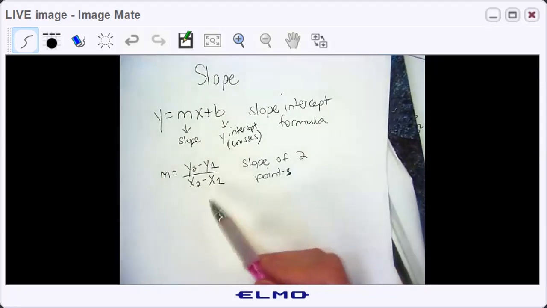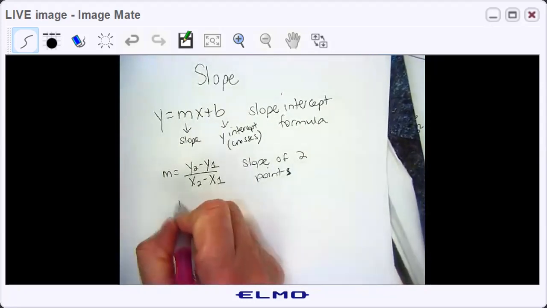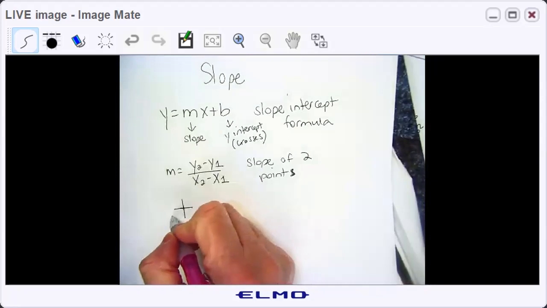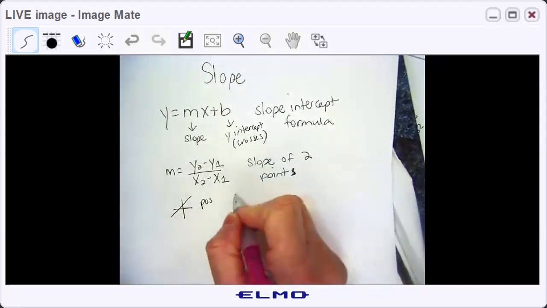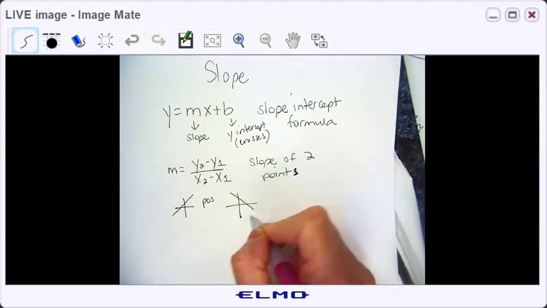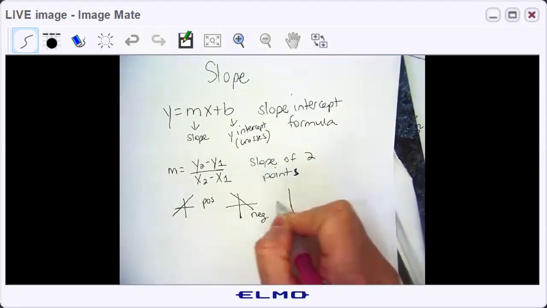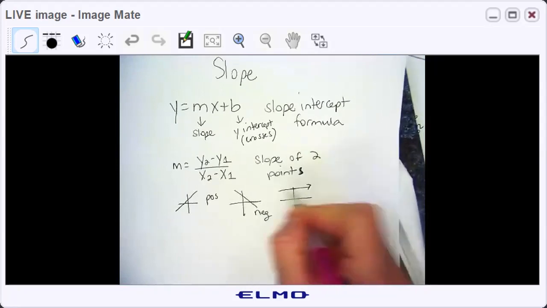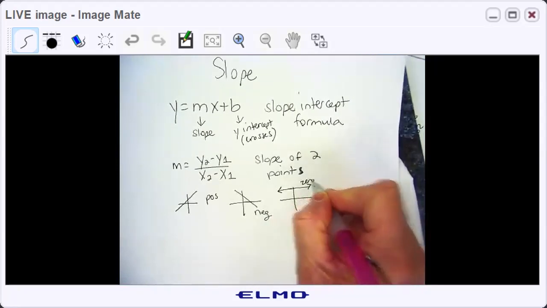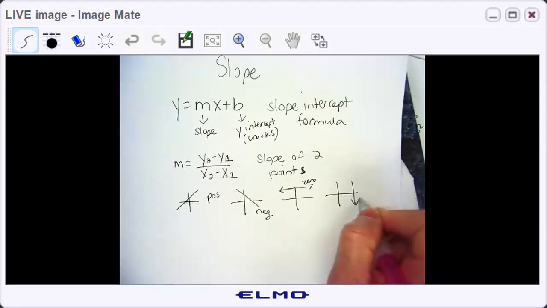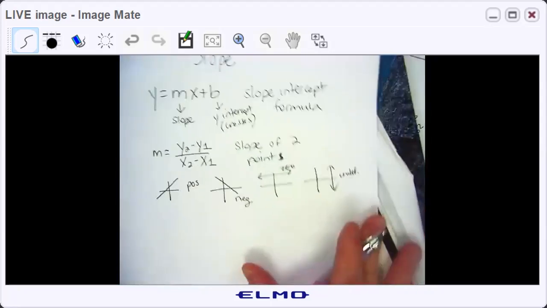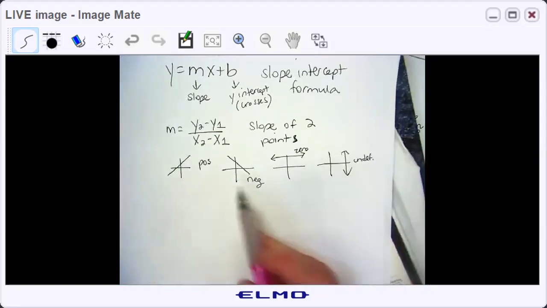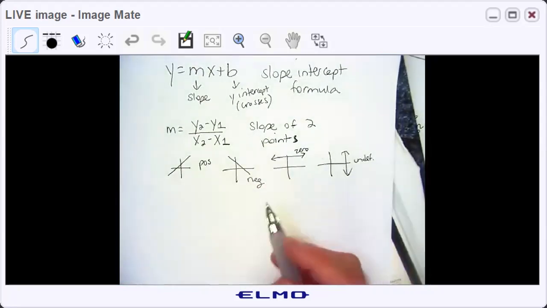And don't forget, when you're talking about slope, let's do a couple of pictures of different slopes. An uphill line, as you read from left to right, would be positive slope. A downhill line would be a negative slope. A horizontal line would be zero slope, and a vertical line would be undefined. So that's another thing to keep in mind, especially if you're going to do some of this slope graphically.